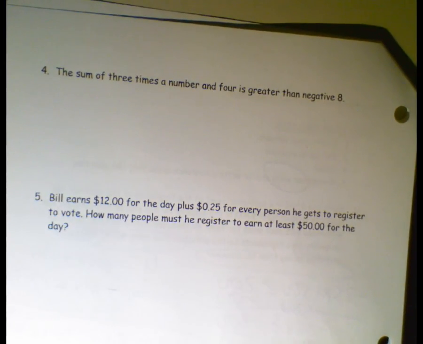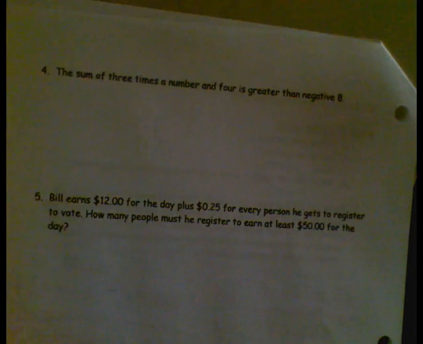All right. So, I can't even see this now, so I'm going to turn on my flashlight. Oh my God, I can't even see the problem. I think this is: the sum of 3 times a number and 4 is greater than -8. Okay, now they're getting easier, guys. They're starting to get easier.